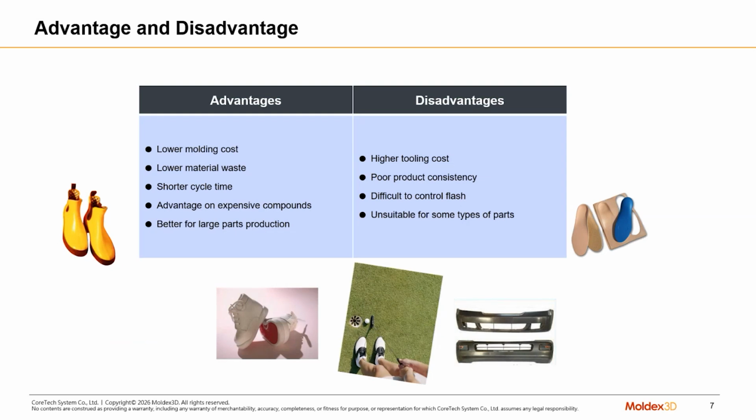Like any process, compression molding has trade-offs. On the advantage side, tooling costs are generally lower than injection molding. Material waste is minimal since charges are pre-weighed. Cycle times can be shorter for larger parts, and it is well suited for high-value compounds.